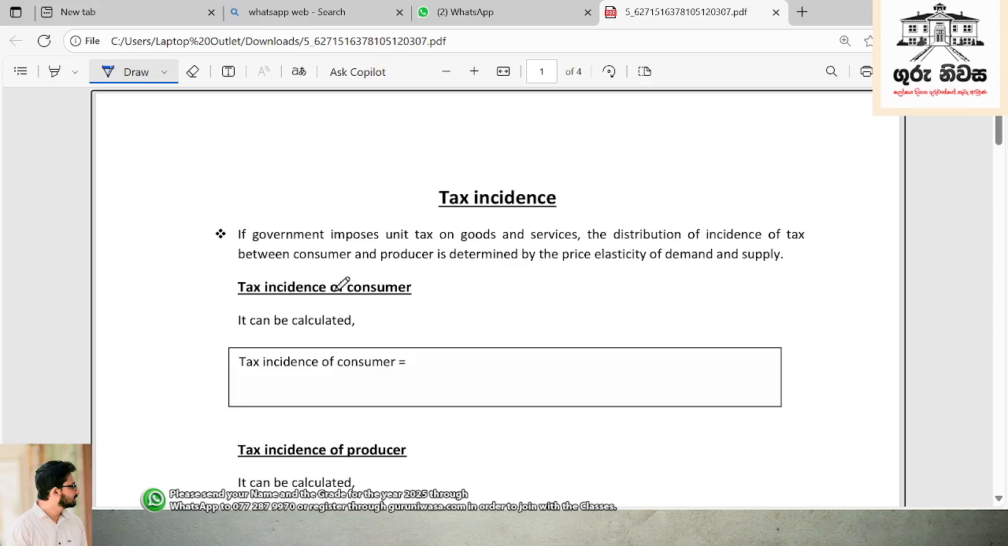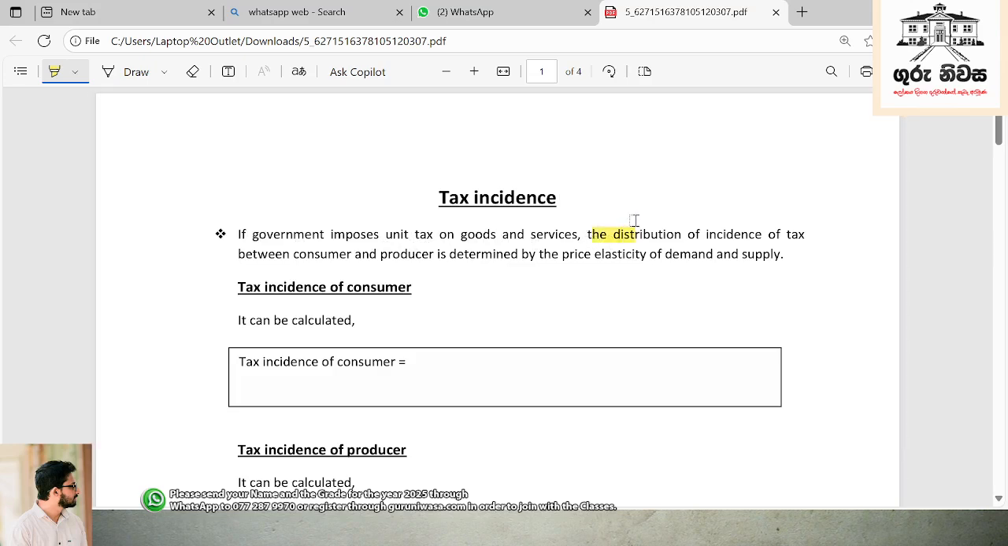Okay, Lamai, read the point. If the government imposes a unit tax on goods and services, the distribution of tax incidence between consumer and producer is determined by, and this is very important, the price elasticity of demand and the price elasticity of supply. These are the two things. Okay, Lamai, I'll explain this point.